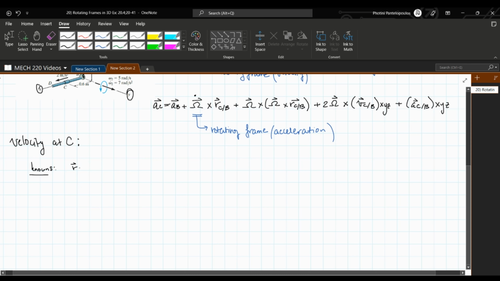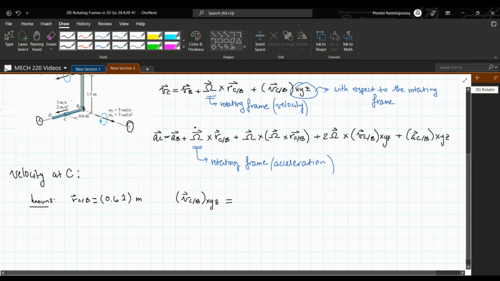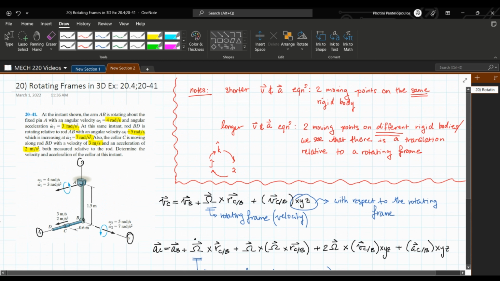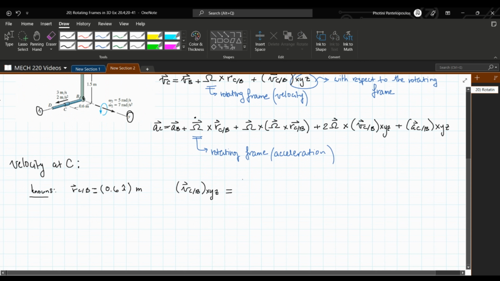So r of C with respect to B is given to us here. C with respect to B is none other than 0.6 i hat meters. We have v of C with respect to B within the rotating frame, and that was given to us. That's 3 meters per second, and I think the problem also hints at it: both measured relative to the rod. So that's sort of a hint as well, and that is 3 i hat meters per second.